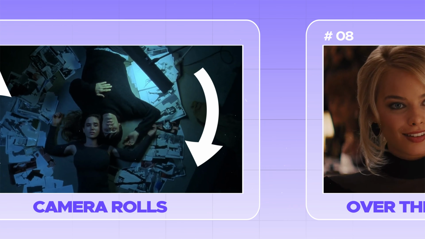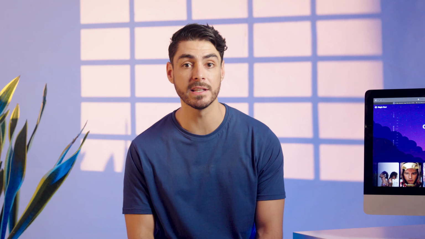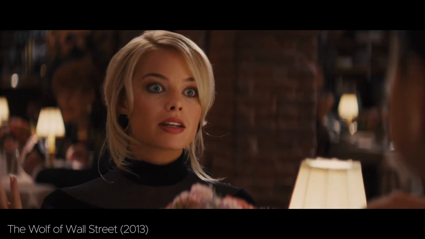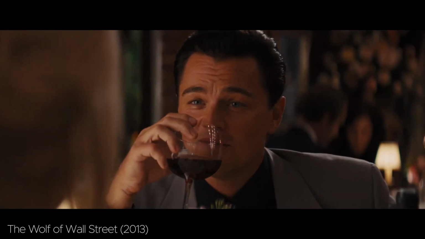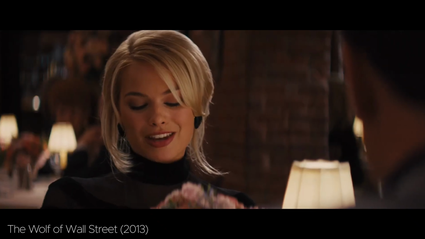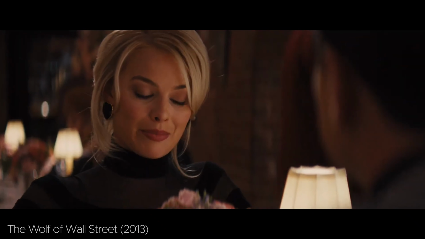The next shot is the over-the-shoulder shot. It's a classic storytelling shot used commonly in dialogue scenes, where the camera sits behind one character's shoulder while facing another. In this scene from Wolf of Wall Street, Martin Scorsese had used multiple over-the-shoulder shots to build up chemistry between Jordan and Naomi.